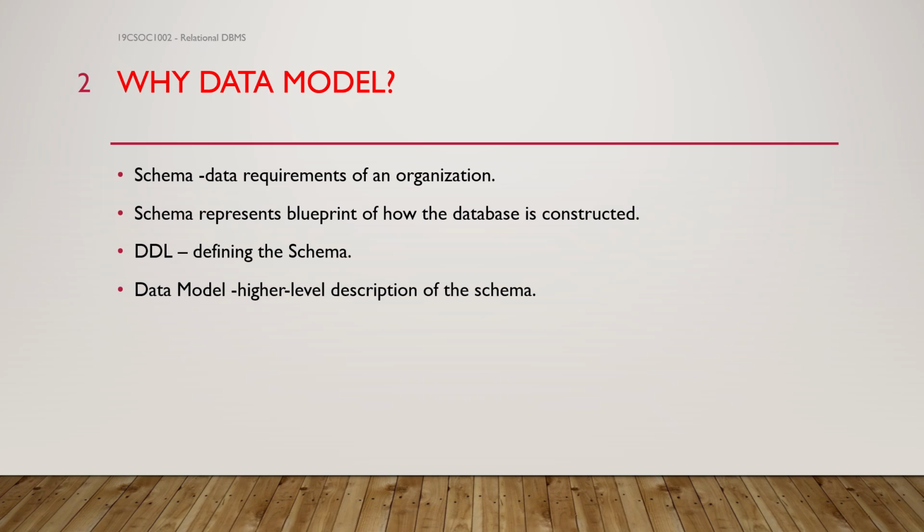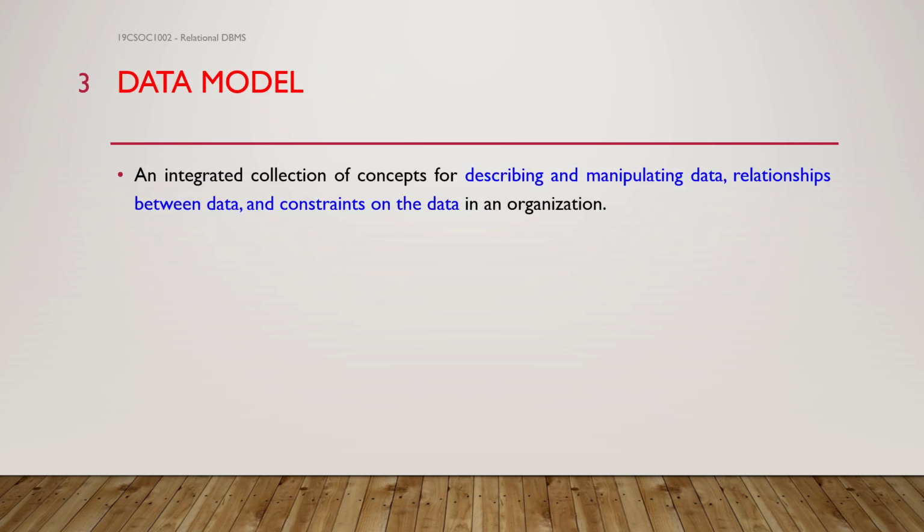Finally, what is a data model? This is the higher level description of the schema. It's an overall design, or we can say it represents the blueprint. So this is the formal definition of a data model, which is an integrated collection of concepts for describing and manipulating data and the relationships between the data, and it includes some constraints on the particular data in an organization.